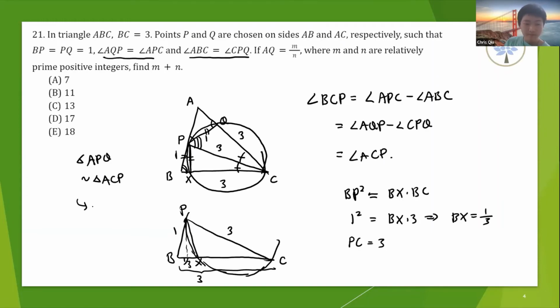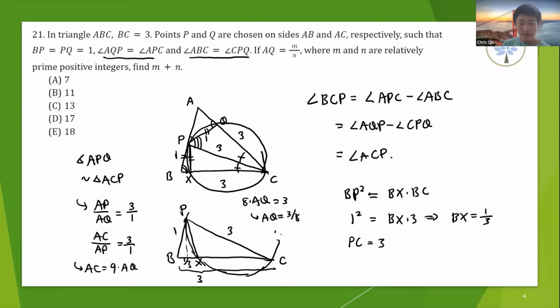And then from here, we can find that AP over AQ is equal to 3 over 1. And also, AC over AP is equal to 3 over 1. And then from here, we can find AC is equal to 9 times AQ. And also QC, which is equal to 8 times AQ, because it's AC minus AQ, is equal to 3. And from here, we can find that AQ is equal to 3/8, which gives us a final answer of 11B.